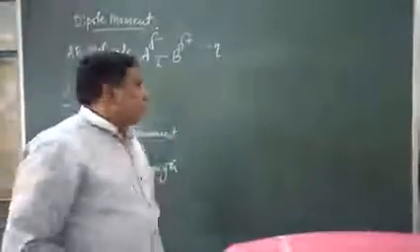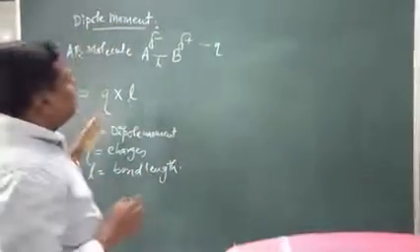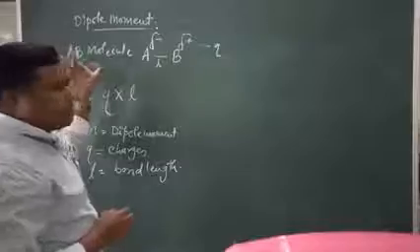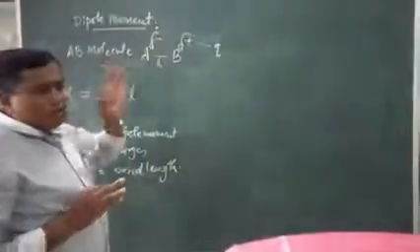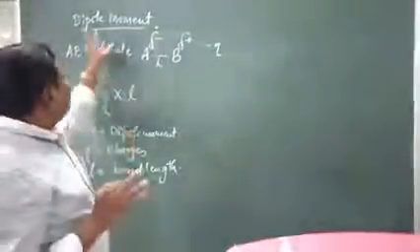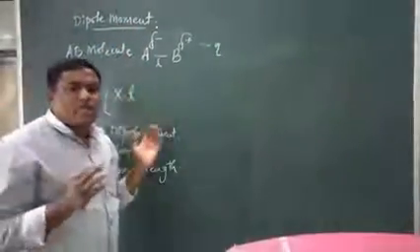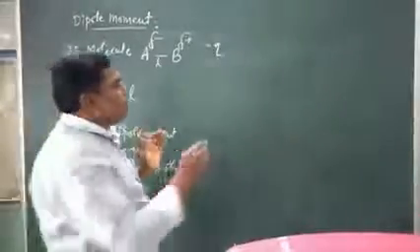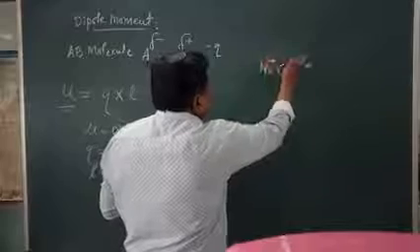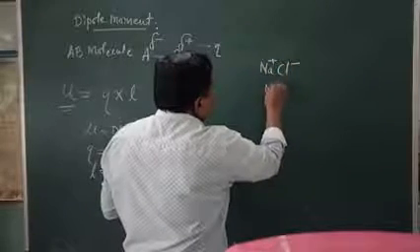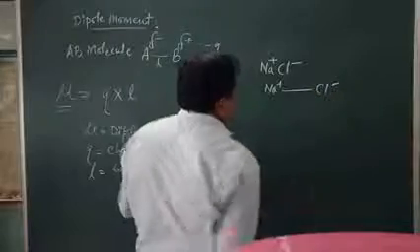This is the next point, that is dipole moment. We have seen that if we take AB molecules, there are two poles. Dipole: di means two, poles means two terminals. If we take ionic compounds, as in NaCl, here Na plus and Cl minus. This Na plus is one pole, and Cl minus is the second pole.